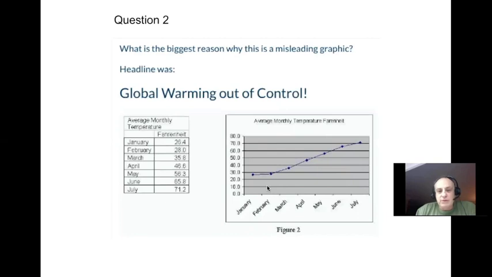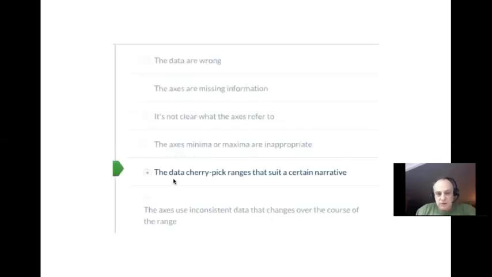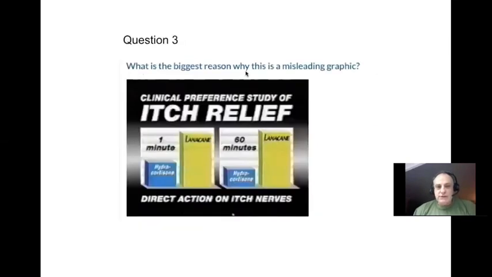The second question, what is your biggest reason why this is a misleading graphic? It shows that the temperature has gone up massively. And in this particular case, it's showing just the last few months, it doesn't show what happened beforehand, and that's what we call data cherry picking. It just picks the little bit that highlights the point that you want to make without giving the full story. So that would have been your correct answer there.